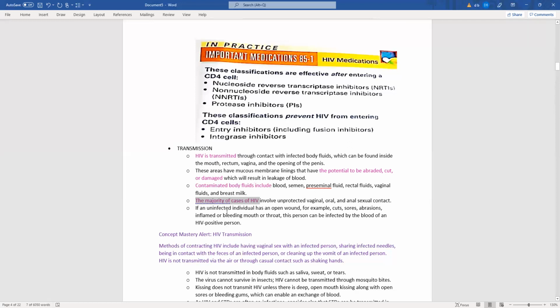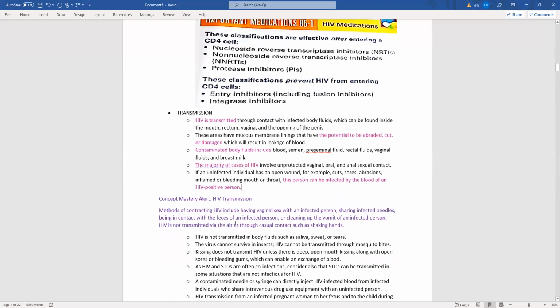But anyway, if an unaffected individual has an open wound, for example cuts, sores, abrasions, or an inflamed or bleeding mouth or throat, this person can be infected by the blood of an HIV positive person. So who can be infected by an HIV positive person? An uninfected individual who has an open wound, like a cut, a sore, an abrasion, or an inflamed or bleeding mouth or throat.